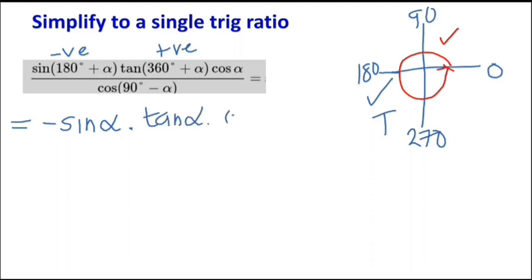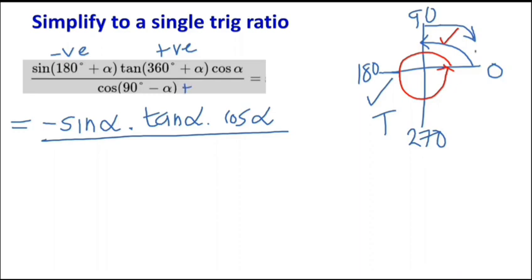times the cos of alpha all over the cos of 90 minus alpha. So this is the same as saying now you add 90 degrees, we move. So if you add 90, you go there. Minus alpha means go back. Remember, I said negative angles are added clockwise. So negative alpha, you go this way. So we're in this quadrant. Again, that is a positive angle. And we're going to change it to the sine of alpha.